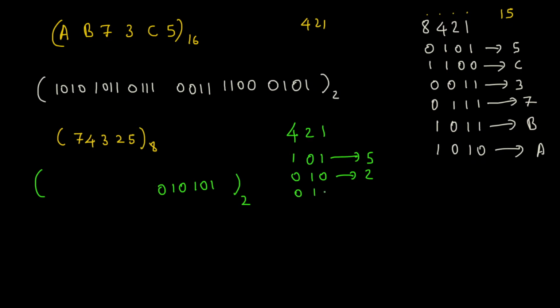For the 3 we need a 2 and a 1, so 0 1 1. For the 4 we need a 4, and the others are 0, so 1 0 0. Then for the 7 we need a 4, a 2 and a 1, so that is 1 1 1. So you see, this is 7, this is 4, this is 3, this is 2, and this is 5. 7 4 3 2 5. This is the conversion.